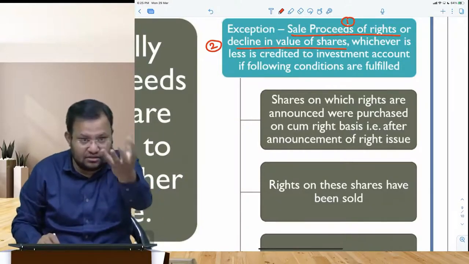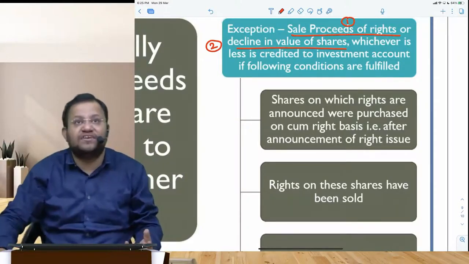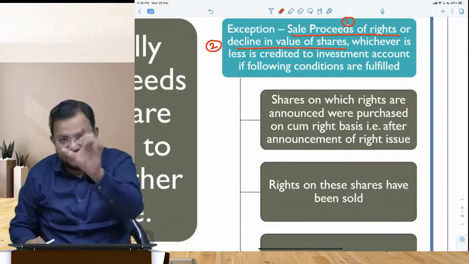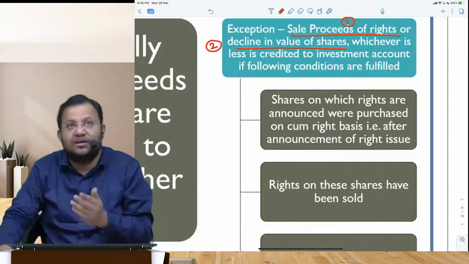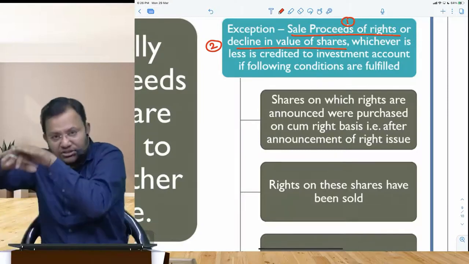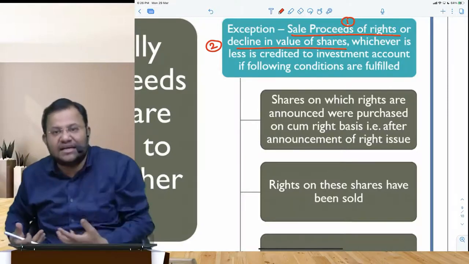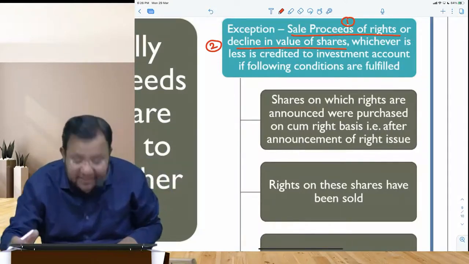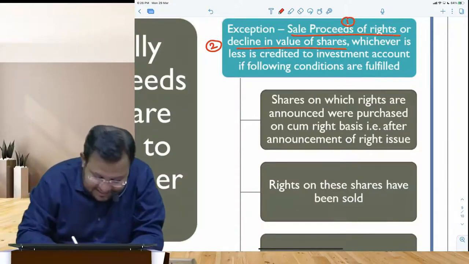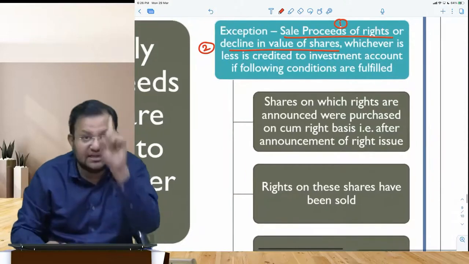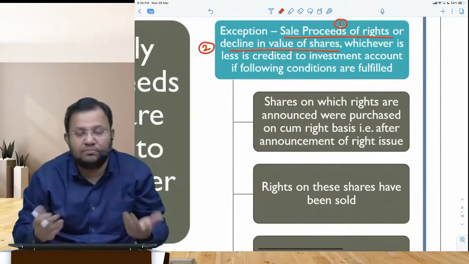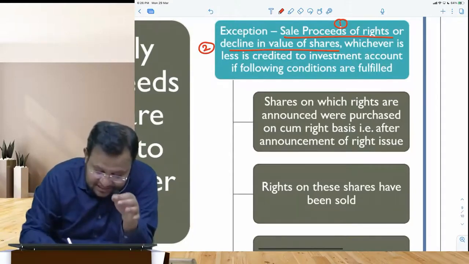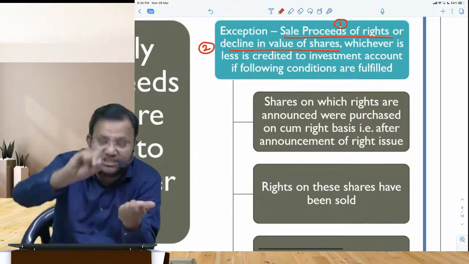Sale of right amount aagya. Decline in the value of investment. Decline in the value of investment from which date? Date of purchase of shares till the date of right. Normally, as a result of right, value of shares does come down because there is some bonus element in the right issue. Right issue generally is at a lower price than the fair price of the shares. So decline in the value of shares or sale proceeds, whichever is lesser. So you have to find decline and sale value, lower of the two. But if there is no decline, this exception does not apply. So whichever is lesser is credited to investment account if additional conditions are fulfilled.